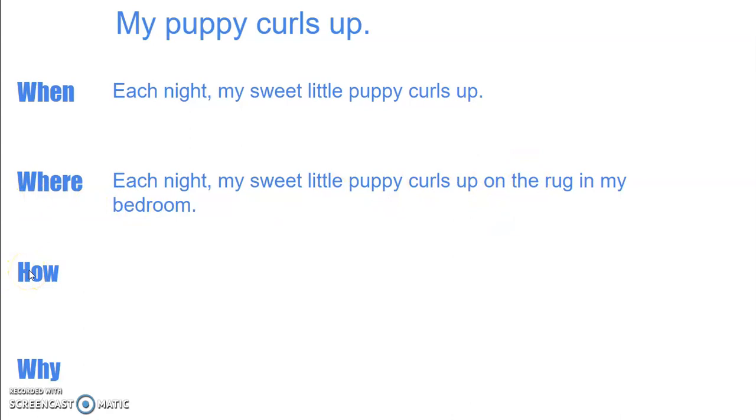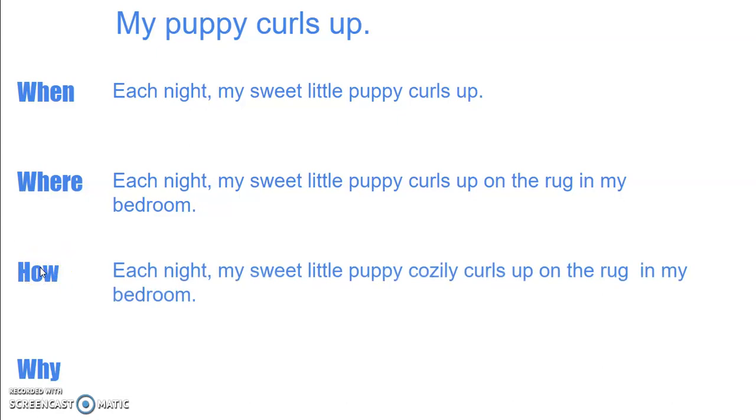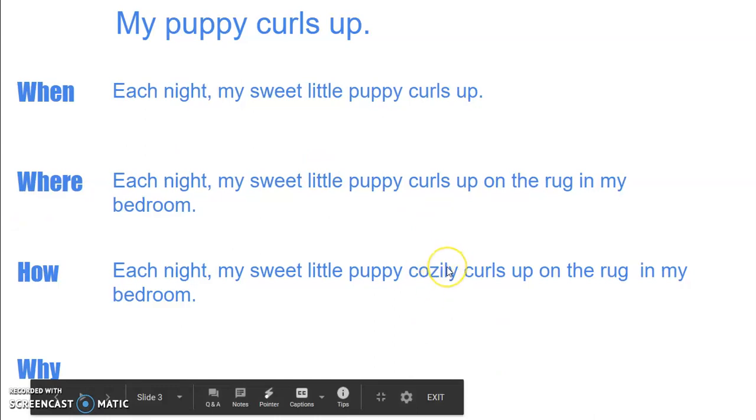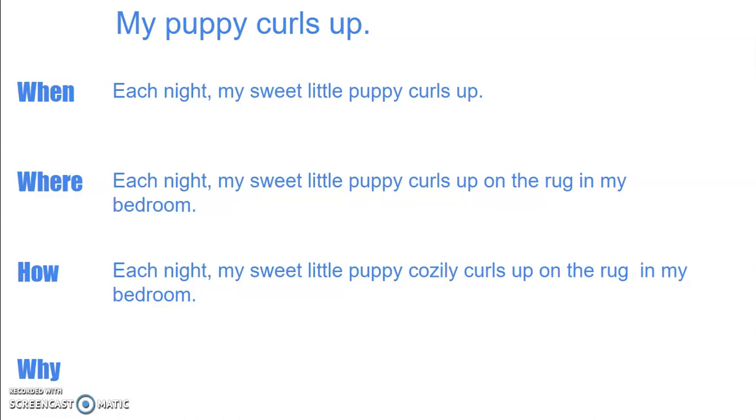Now we are going to answer how. How did the puppy do this? Each night my sweet little puppy cosily curls up on the rug in my bedroom. So this word cosily paints a beautiful picture in my mind about how the puppy is lying down on the rug. He is very cozy. He's comfortable on the rug. It paints a beautiful picture in my mind, describing how the puppy is lying down on the rug in the bedroom.